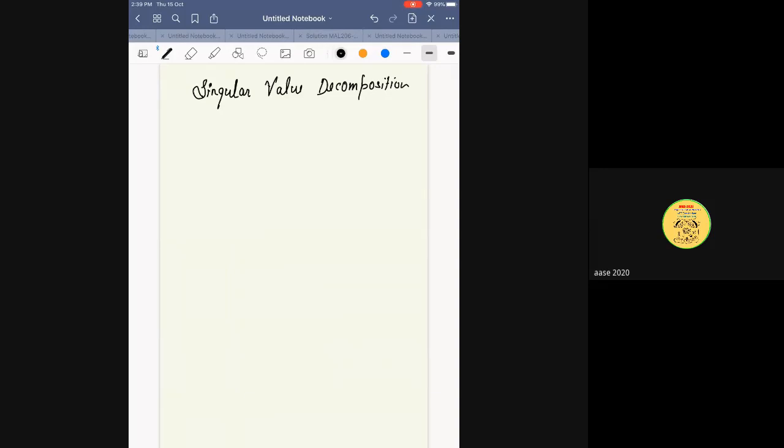So what will be the content of this talk? First, I want to give the precise statement of the singular value decomposition, and then, to prove this result, we need a lot of preliminaries. In this preliminary part, I want to explain first the four fundamental subspaces of a matrix.